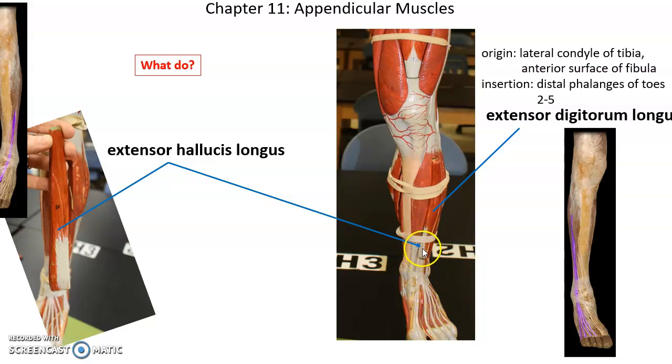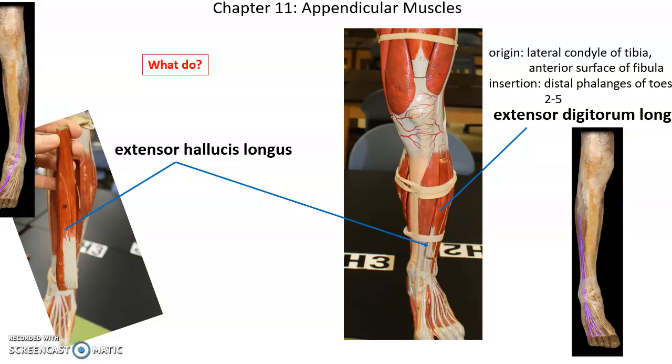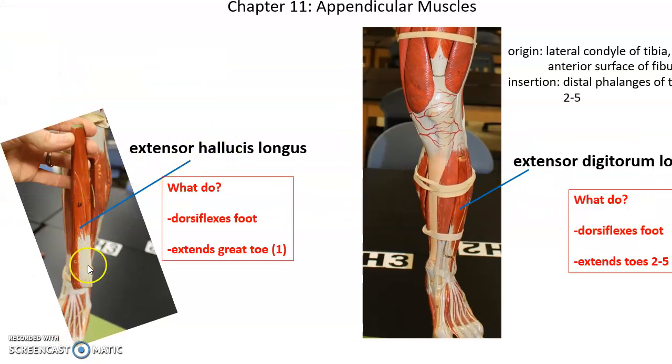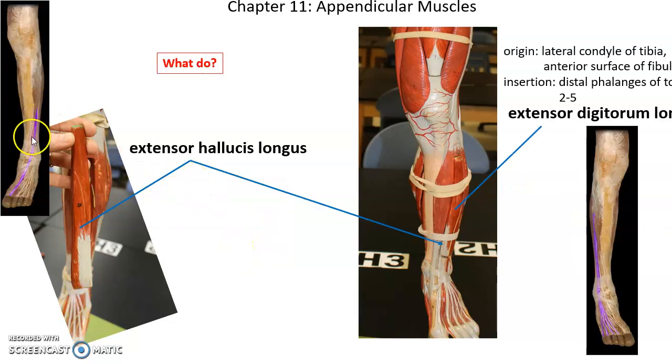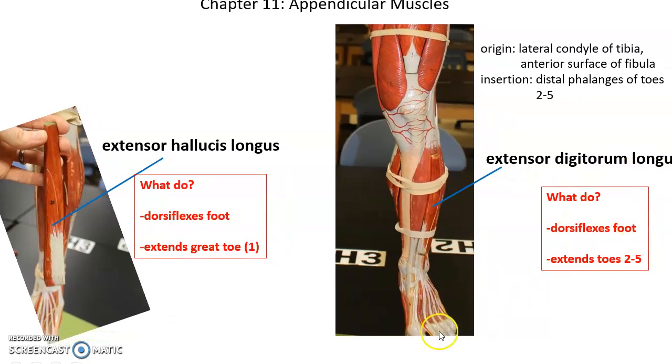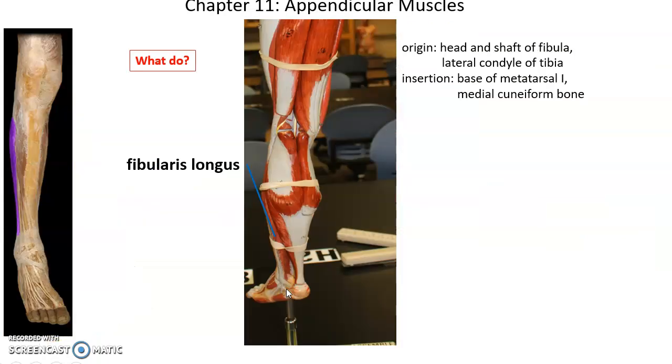Sort of under it, sticking out a little bit, is extensor hallucis longus. Extensor hallucis longus will help to dorsiflex the foot and extend the great toe. So extensor hallucis longus, going straight to the great toe, helps to extend the great toe and also dorsiflex the foot. Extensor digitorum longus, as I mentioned already, helps to extend toes 2 through 5, but also helps to dorsiflex the foot. So all 3 of these anterior muscles help to dorsiflex the foot.